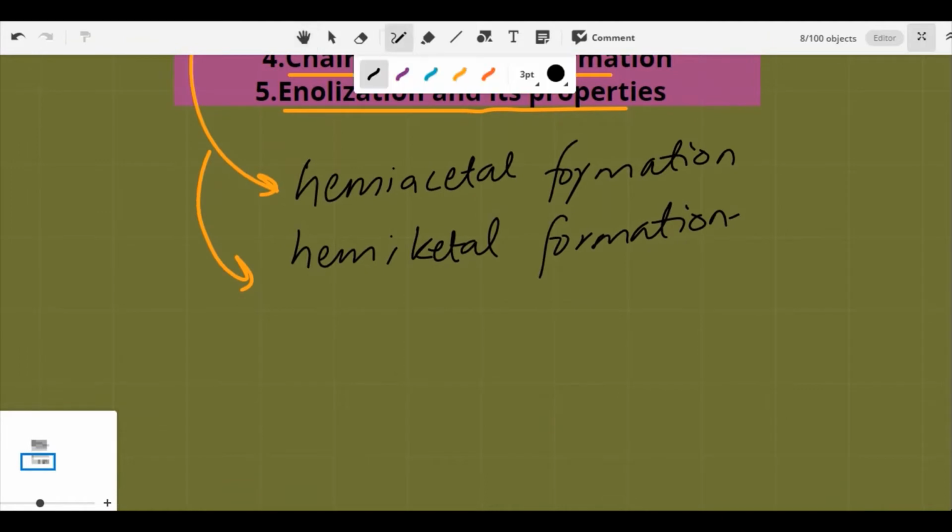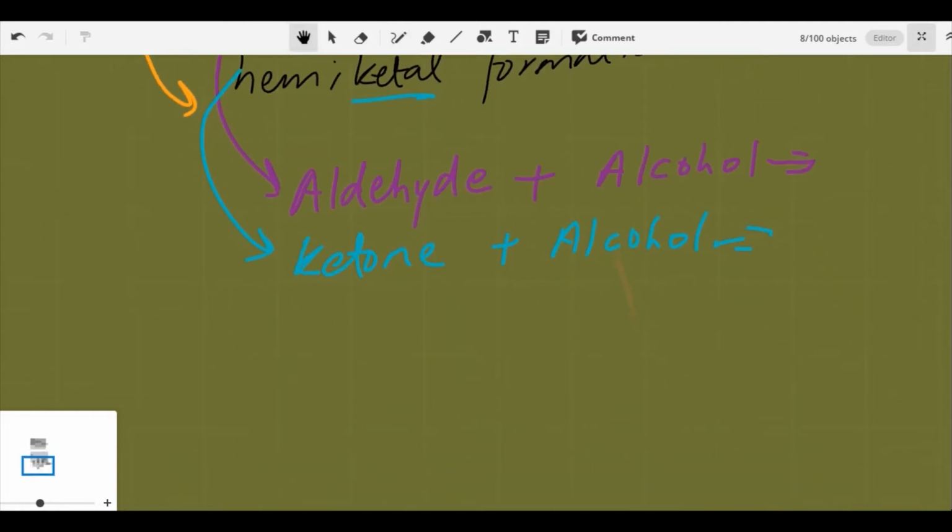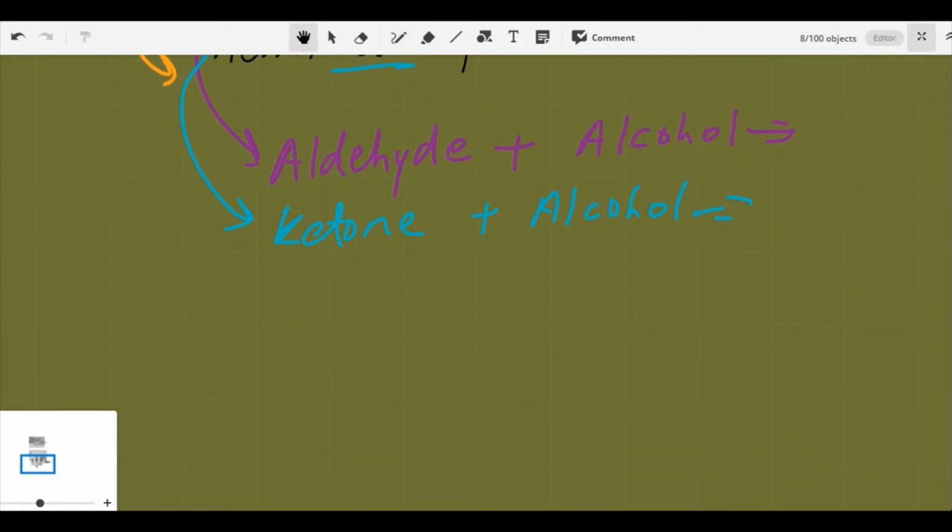Remember that for the hemiacetal there will be an aldehyde reacting with alcohol to form the product, while in the hemiketal, like the ketal, it means a ketone reacts with alcohol. Okay, that will form the product. So remember, alcohol readily reacts with aldehyde to form hemiacetal.